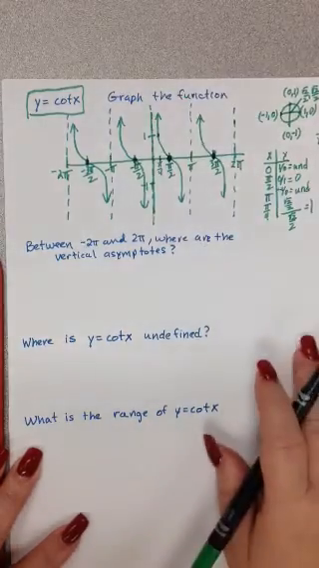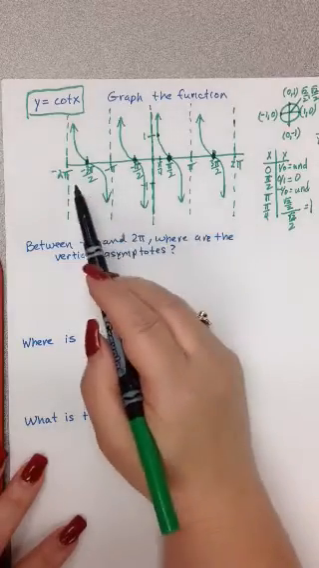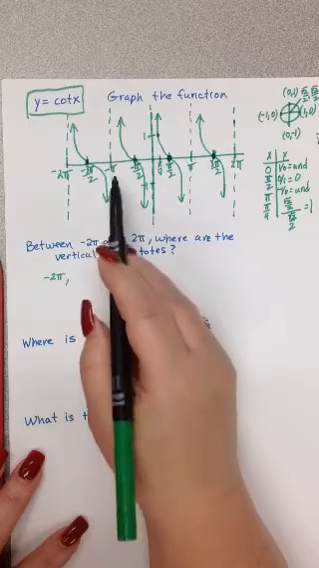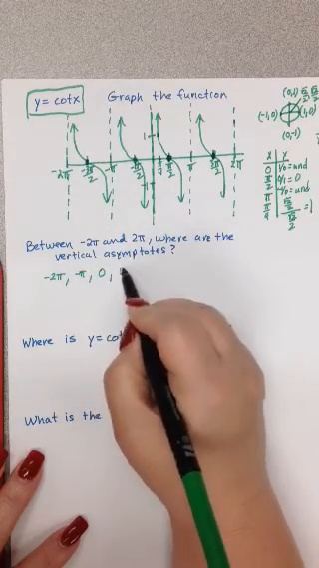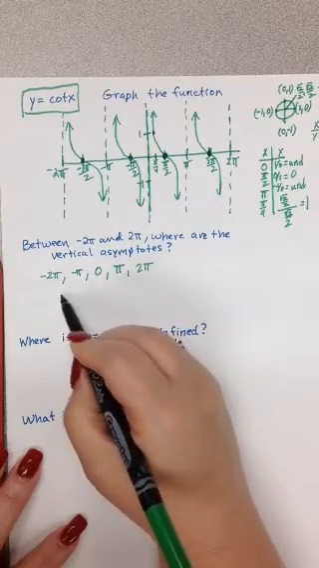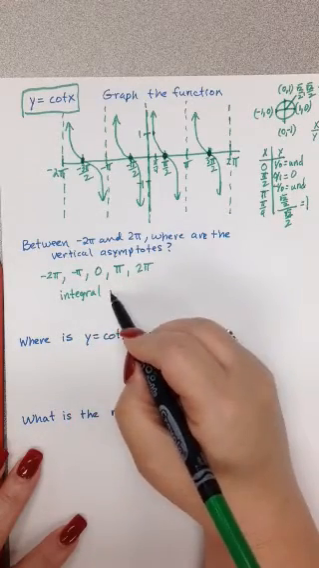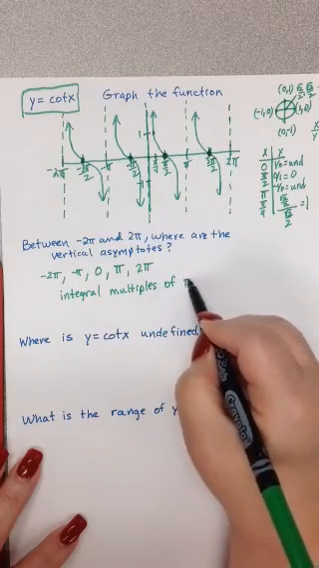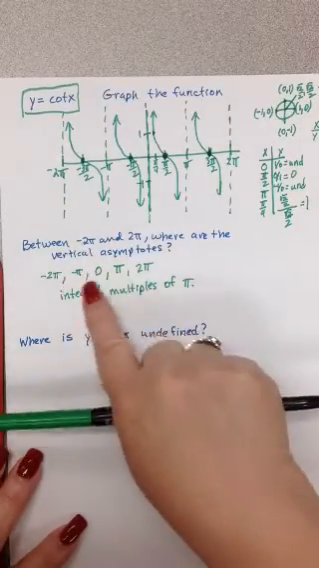There we go. Beautiful. It says between negative 2 pi and 2 pi, where are the vertical asymptotes? So it looks like I have one at negative 2 pi, one at negative pi, one at 0, and one at pi and at 2 pi. We could call these in general integral multiples of pi. That's generally speaking, but between negative 2 pi and 2 pi, that would be the answer.